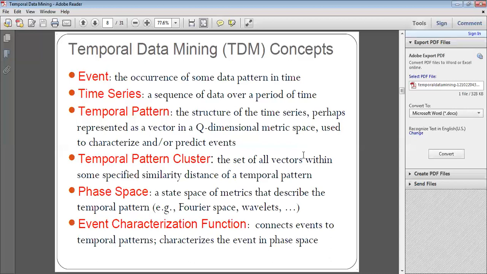Event characterization functions connect the event to the temporal pattern and characterize the event in phase space. So in short, in temporal data mining, we first define what events could occur, what the possible sequences of these events are, and in which order these events occur. By analyzing our pattern, string or chain, we find the repeated patterns that are called temporal patterns, and the series or clusters of these temporal patterns are analyzed and may also be represented in phase space. So these are the basic concepts related to temporal data mining.